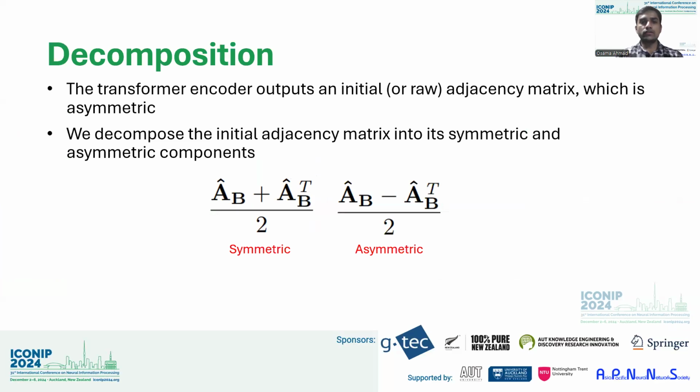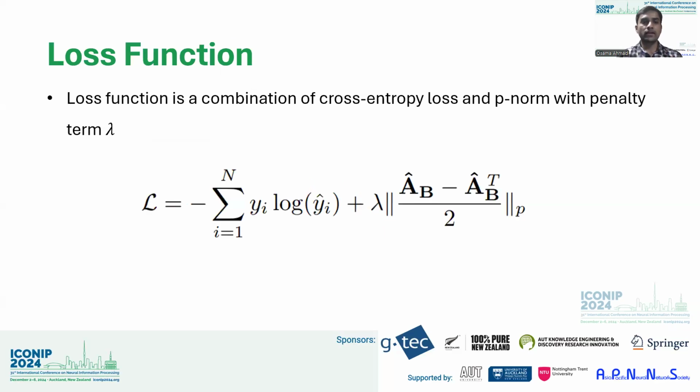So after the encoding block, we get an asymmetric adjacency matrix. In images, we usually have a symmetric matrix or undirected graphs. So to tackle this problem, we decompose this matrix into two components, one symmetric and the other asymmetric. So our loss function consists of two parts. One is cross entropy loss and the other is a penalty term on the asymmetric matrix. We are enforcing our model to accommodate symmetry in its predicted learnable connections.